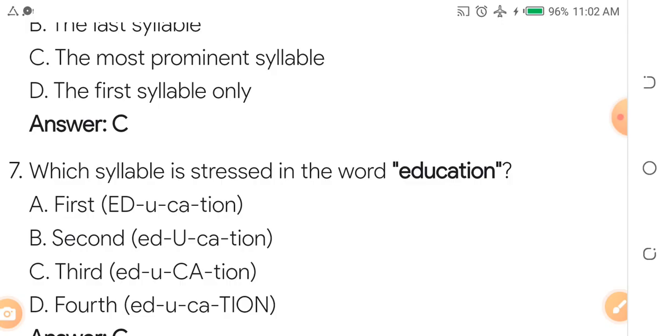Which syllable is stressed in the word education? A. First syllable.